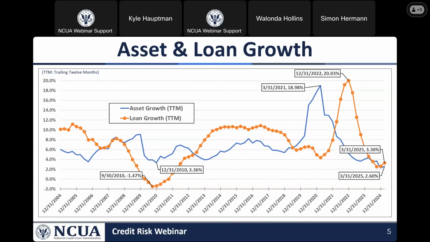However, during 2020 and 2021, the credit union industry experienced very rapid asset growth, due in part to stimulus efforts and assistance programs that were implemented in response to the pandemic. This significantly increased liquidity in the system was followed by rapid loan growth, as reflected by the orange line with the markers during 2022, as that liquidity was deployed into loan portfolios.